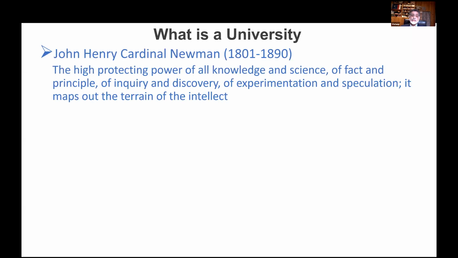What then brings me to one of the most important things that we talk about. What is a university and has it changed? So let's take us back to the 19th century. John Henry Cardinal Newman, one of the forerunners of the modern university, said that it was the high protecting power of all knowledge and science, of fact and principle, of inquiry and discovery, of experimentation and speculation. It mapped out the terrain of the intellect.